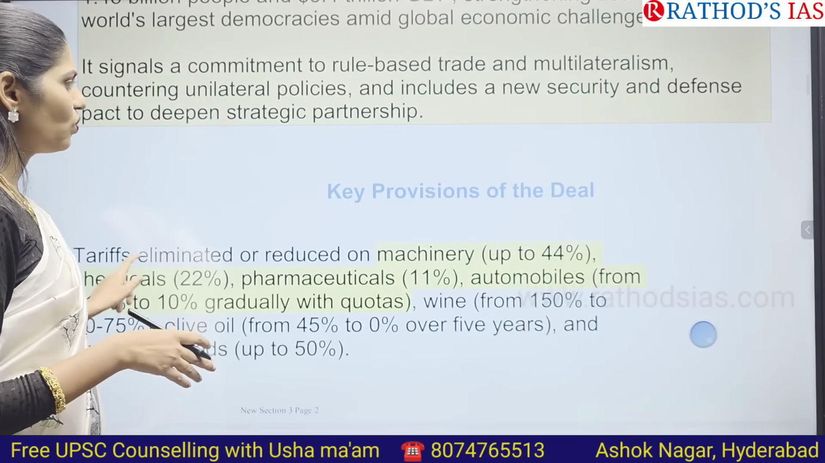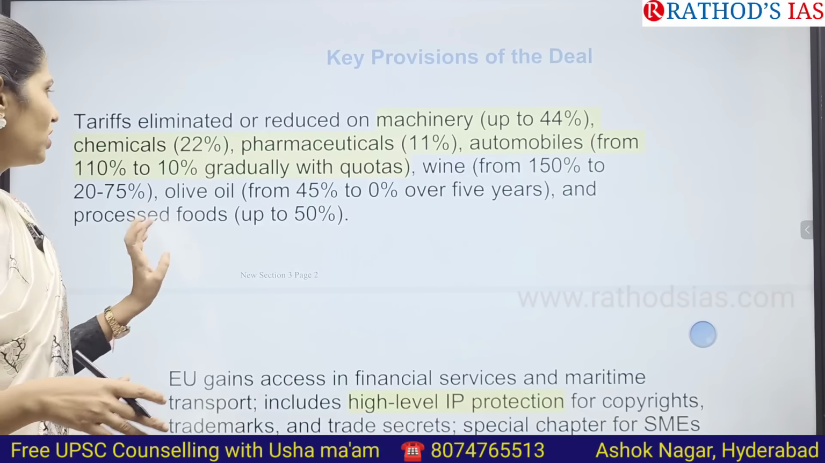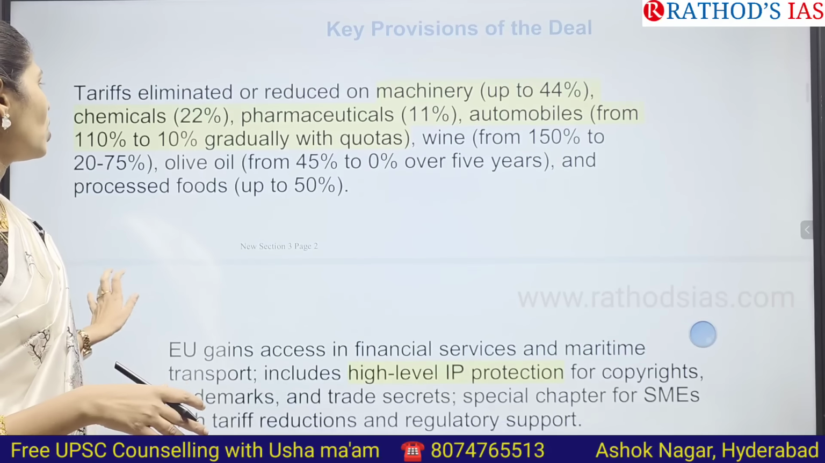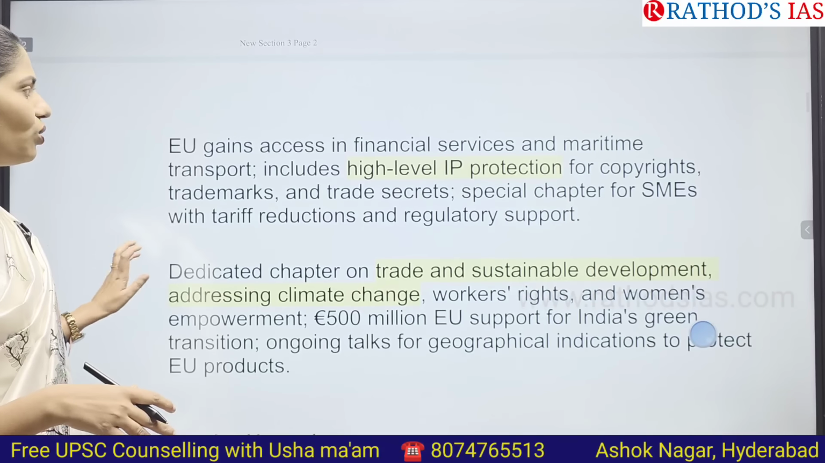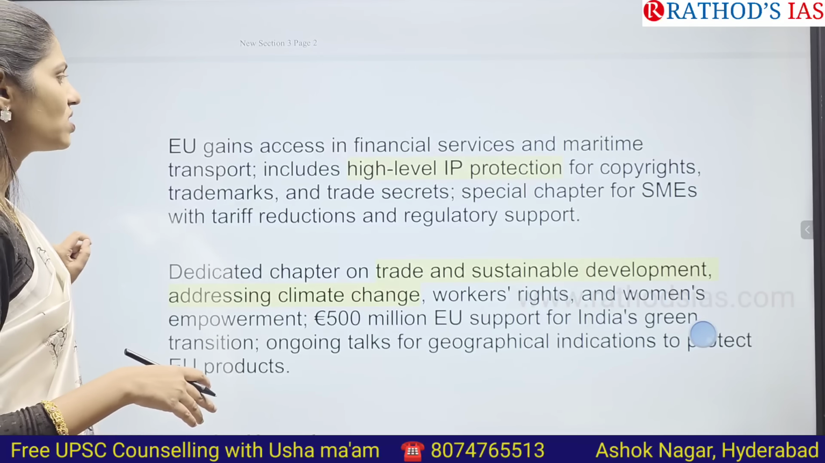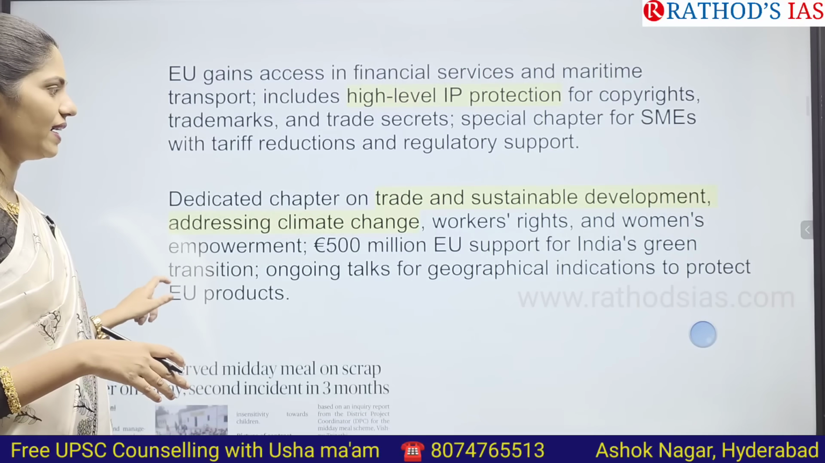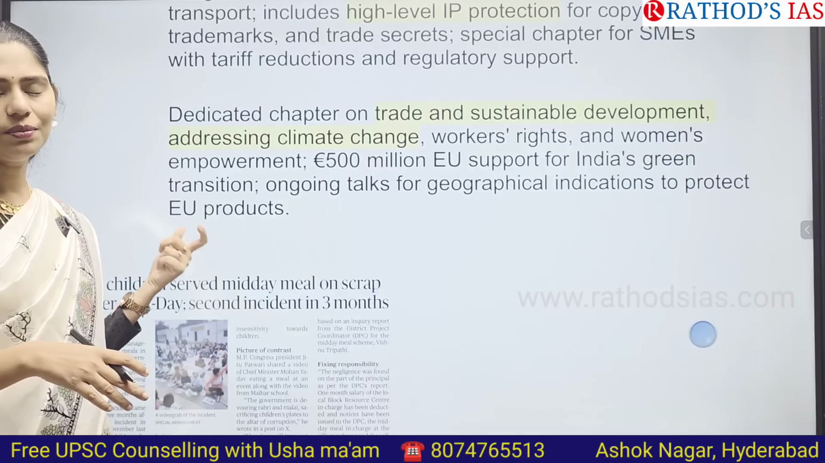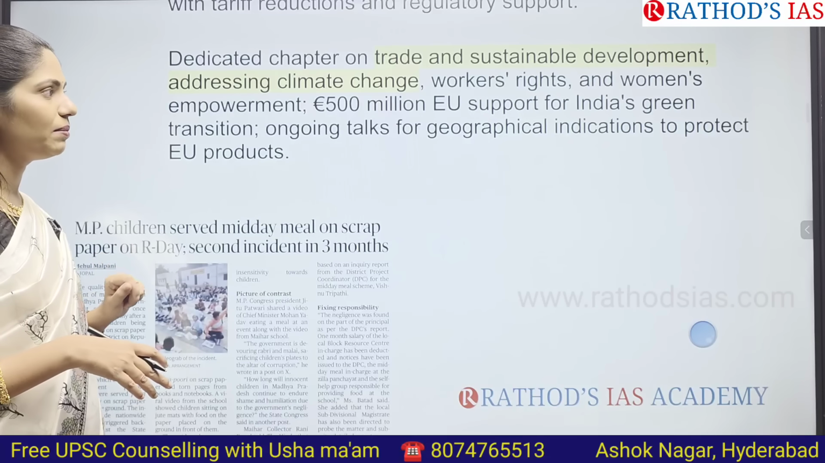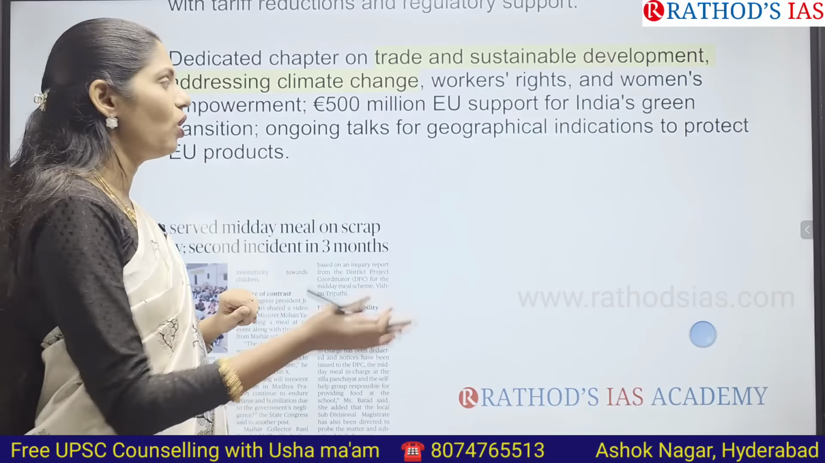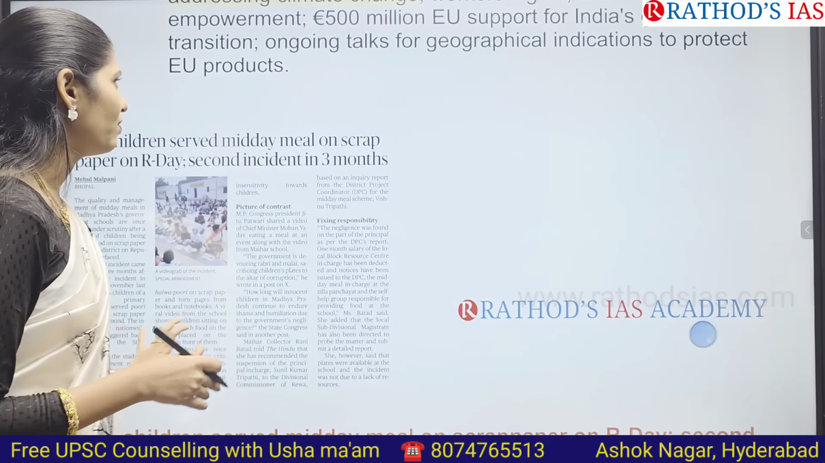Okay, and next one here is what are the key provisions? I already said tariffs are eliminated or reduced on machinery, chemicals, pharmaceuticals, automobiles, wine, olive oil, processed food. And not only that, European Union will gain access in financial services, maritime transport, high level IP protection for copyrights, etc. And this will improve trade, and it will focus on sustainable development, and we can address climate change effectively, and even you're focusing on women rights as well as women empowerment. Okay, so those are the things that you have to remember.